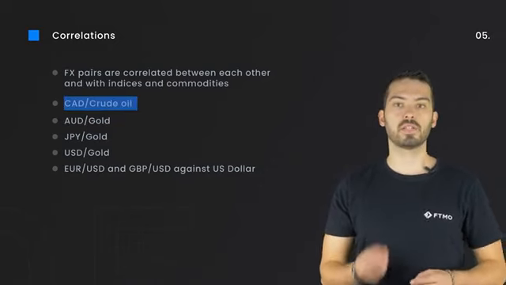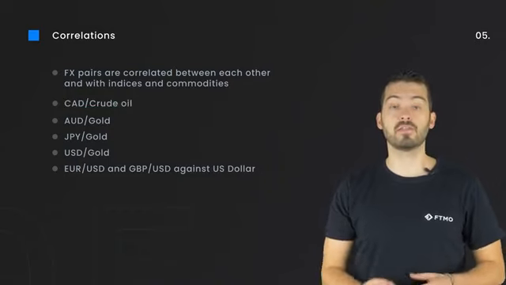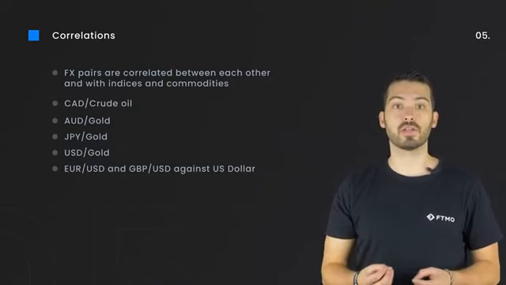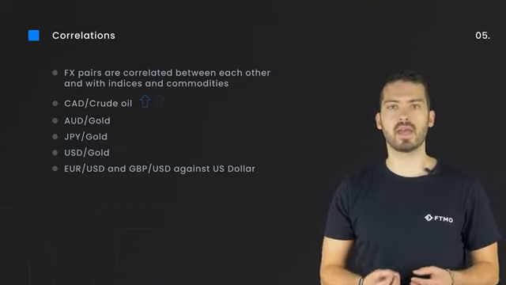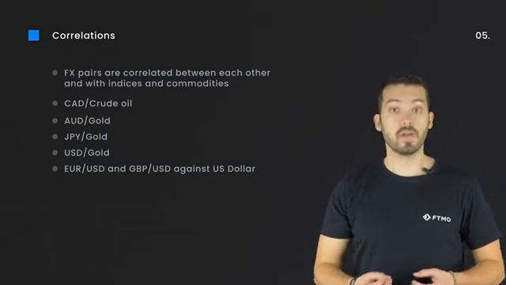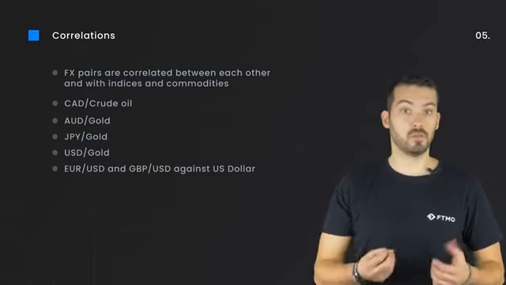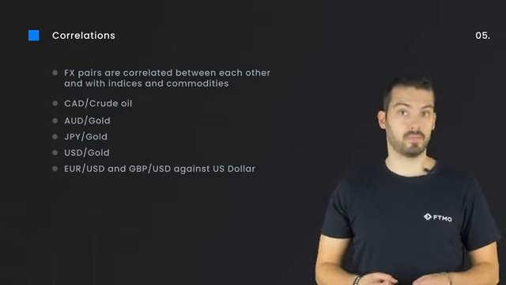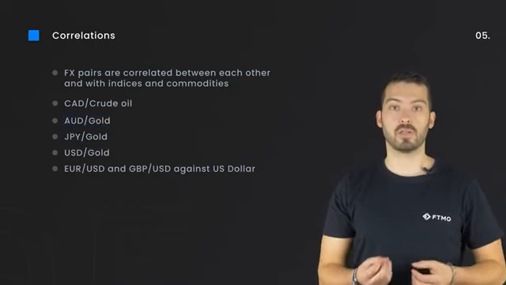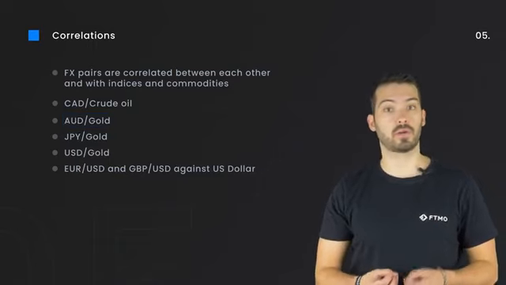Canadian dollar is positively correlated with crude oil. It is because Canada is a significant oil producer and exporter. That means that an increase in oil prices usually means an increase in the Canadian dollar value as well. Transfer this to trading Forex: when prices of oil go up, the USD-CAD goes down. Similarly, the Australian dollar and gold have a positive correlation because Australia is a significant gold producer and exporter.